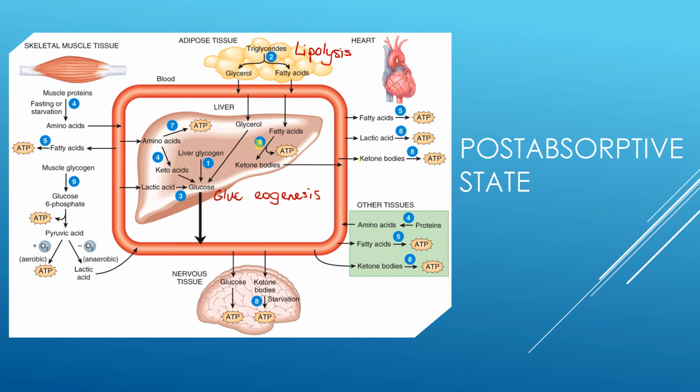Then lastly is number 9, just on the left here, and this is going to be the breakdown of muscle glycogen. So skeletal muscle cells can break down glycogen into glucose 6-phosphate, which will undergo glycolysis and can provide ATP for muscular contraction.